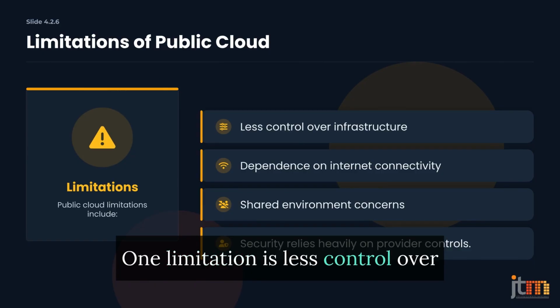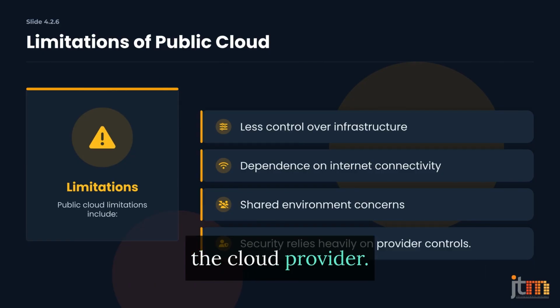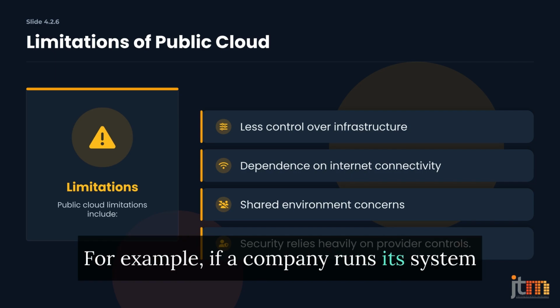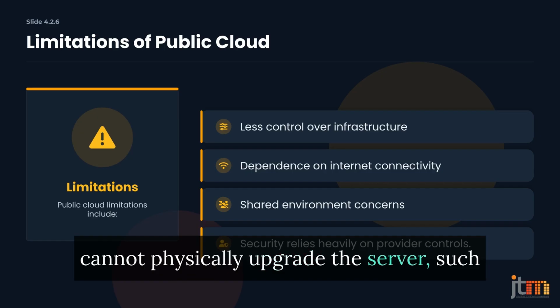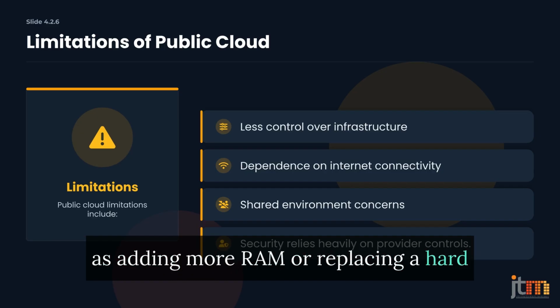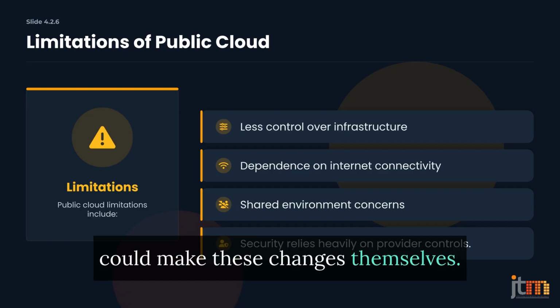One limitation is less control over infrastructure. The servers and hardware are managed by the cloud provider. For example, if a company runs its system on Amazon Web Services, the company cannot physically upgrade the server, such as adding more RAM or replacing a hard disk. In a traditional data center, the IT team could make these changes themselves.